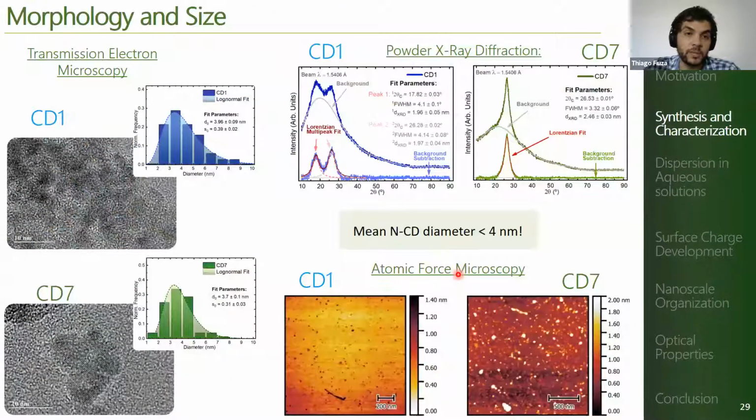Their morphology and size is probed by transmission electron microscopy, by powder X-ray diffraction, and by atomic force microscopy. We see that they are roughly spheric particles, and their diameter is less than 4 nanometers. However, we cannot really determine the distribution of the sizes since the techniques show different ranges.